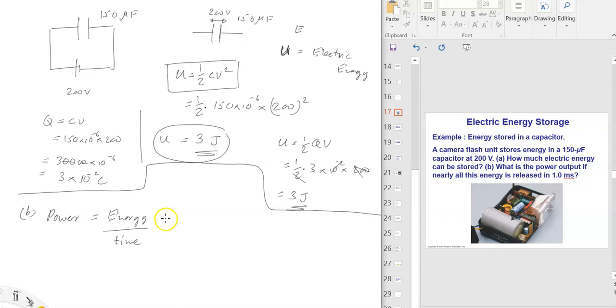So we know that energy is measured in joules, time is seconds. So it's joules divided by seconds, so joules per second, also called watt, or W. That's the unit of power, joules per second, or watts.